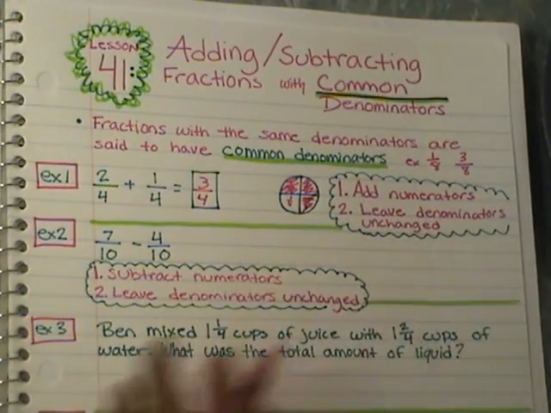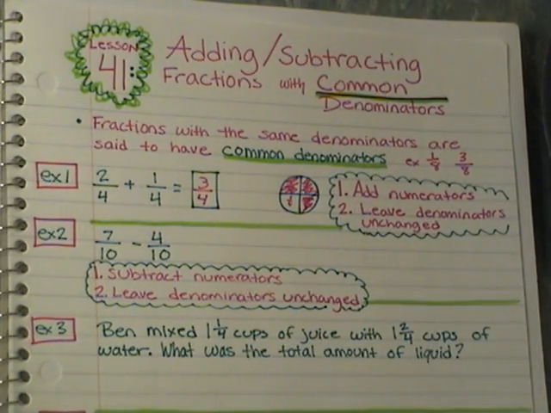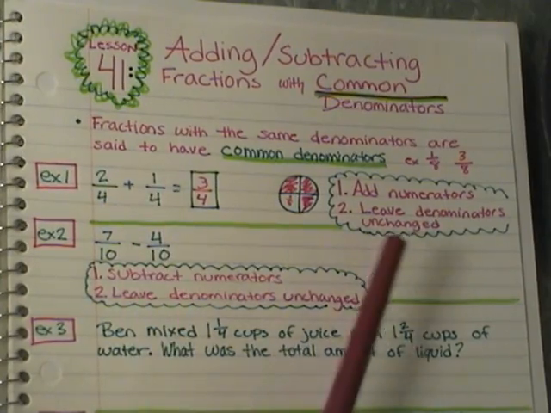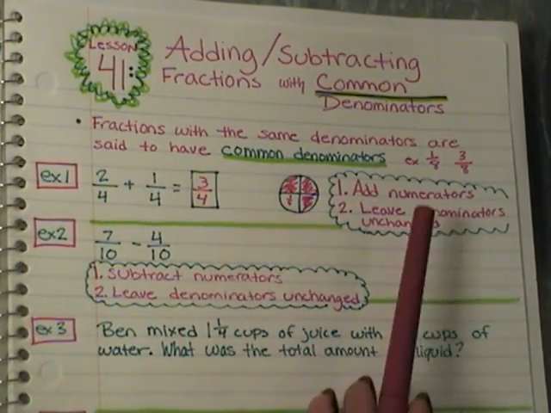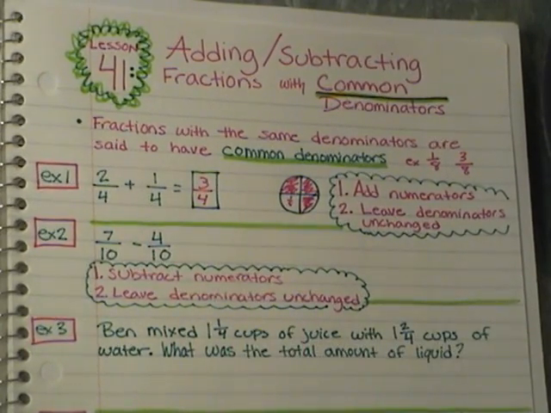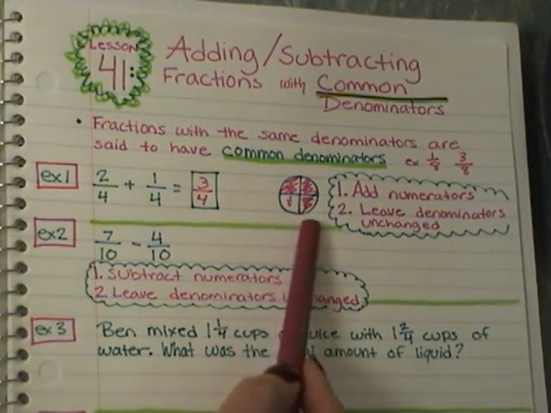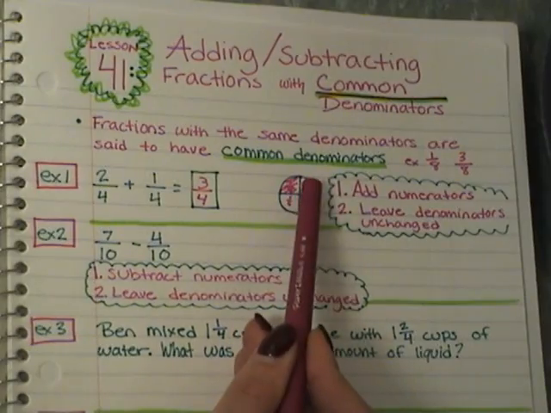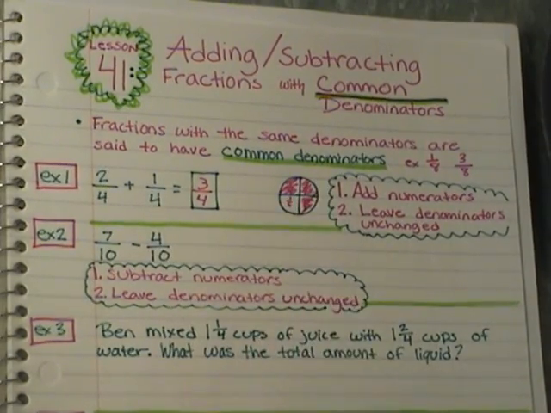So I wrote some directions to the side, and it said number 1, add your numerators. So an easy way to do it without actually having to draw a picture is to look at your numerators, 2 and 1. So add your numerators, 2 plus 1 is 3. Leave denominators unchanged. So I left my 4 as a 4. Now I do not add 4 plus 4 is 8 and then get 3/8. That would be a completely different answer. They're all the same fractions. They're out of 4, and I'm just adding little pieces. So I'm adding 2/4 and 1/4, and I get 3/4.